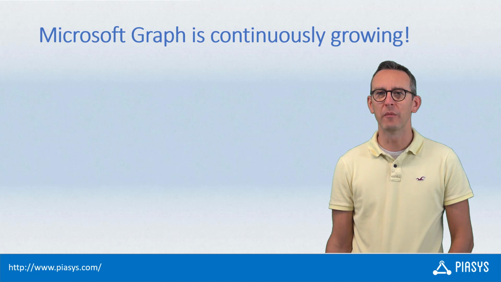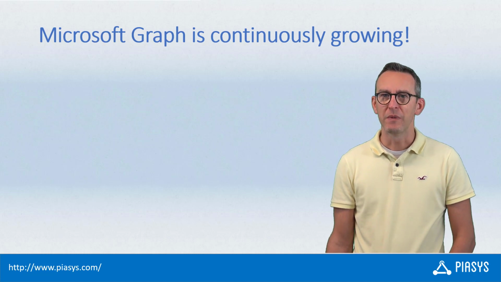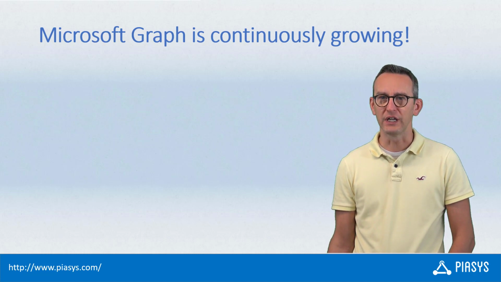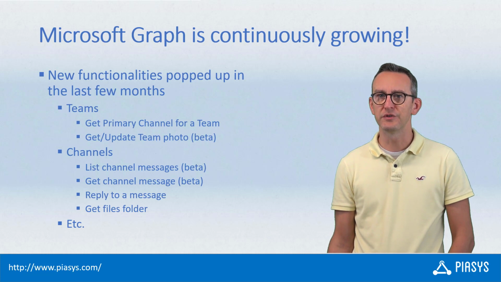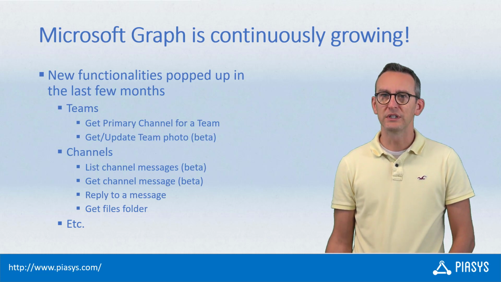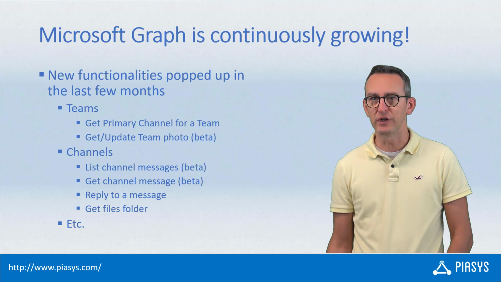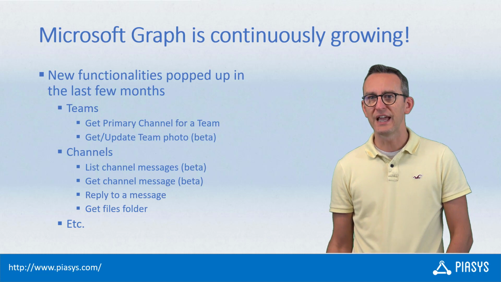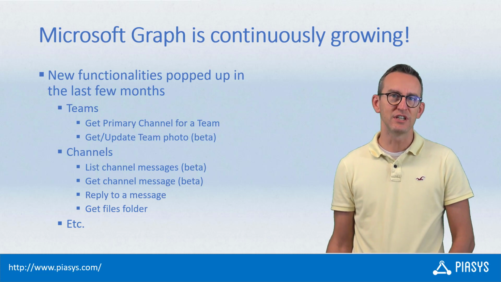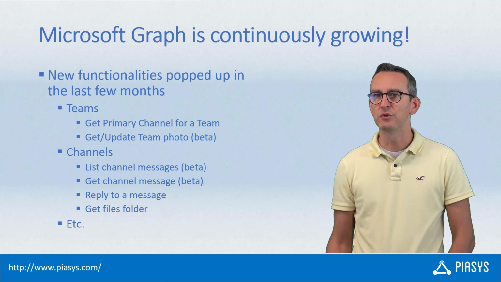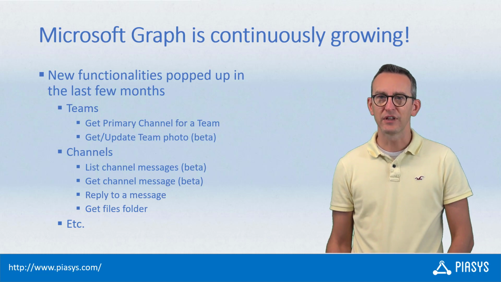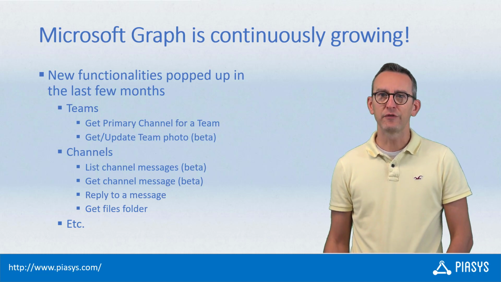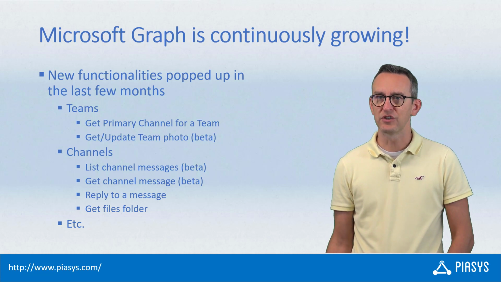Today I want to talk with you about some new capabilities that Microsoft introduced in the Microsoft Graph APIs regarding Microsoft Teams. As we know, Microsoft Graph is continuously growing and evolving, and in the last few months Microsoft introduced the capability to upload or get the image for a team, to get the primary channel of a team, as well as to get and list the messages in a channel of a team and to reply to a message. As well as you can also get the files folder in a specific target channel.